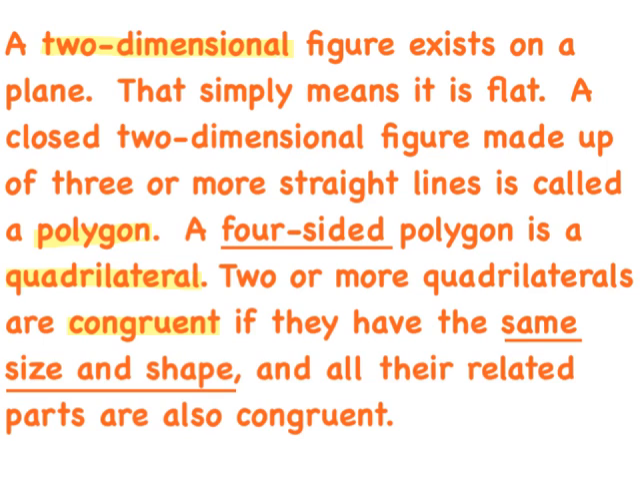A closed two-dimensional figure made up of three or more straight lines is called a polygon. And a four-sided polygon is a quadrilateral. When I look at the word quadrilateral, I see the prefix quad, and quad means four. So a four-sided polygon is a quadrilateral, and two or more quadrilaterals are congruent if they have the same size and shape. Same size and shape means congruent. And all of their related parts are also congruent.